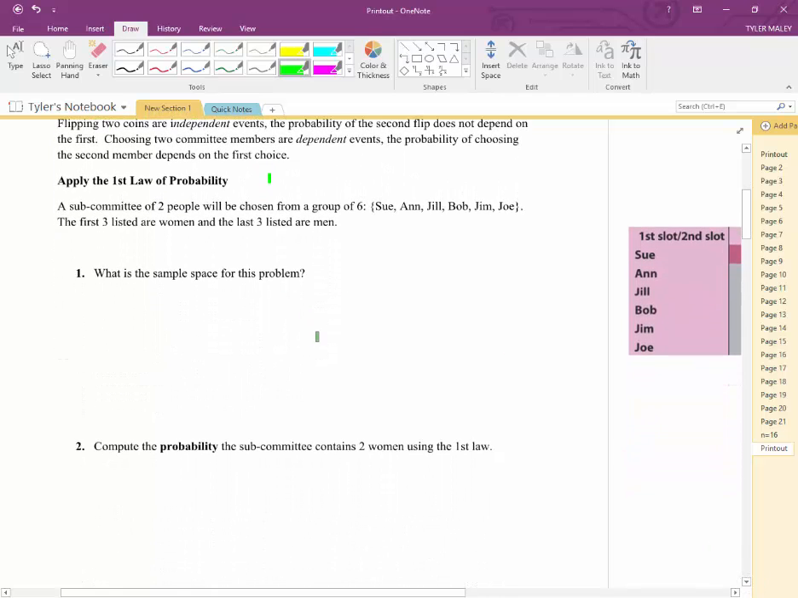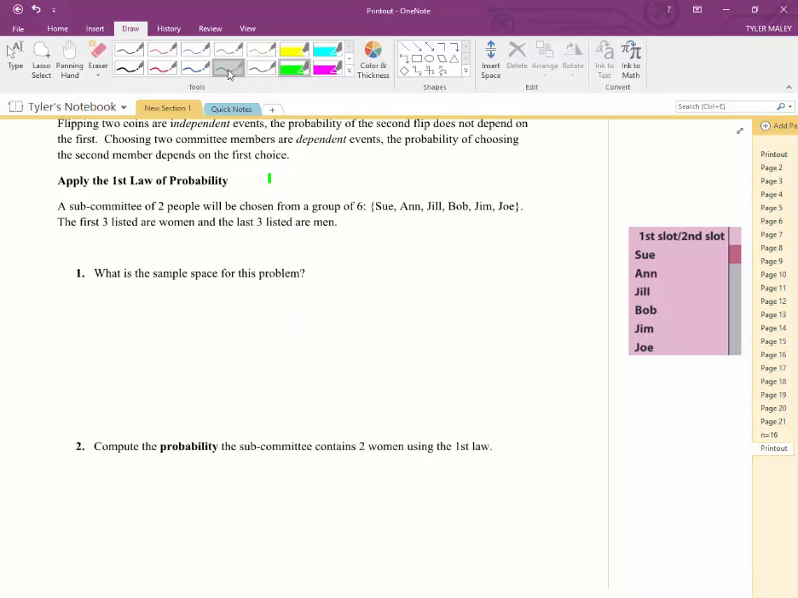Right? So applying the first law of probability. We're given that a subcommittee of two people will be chosen from a group of six: Sue, Ann, Jill, Bob, Jim, and Joe. So the first three are women and the last three are men, right? So just making that obvious. So number one says, what is the sample space for this problem, right?